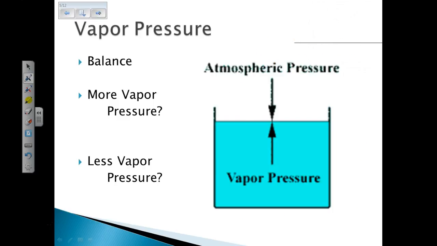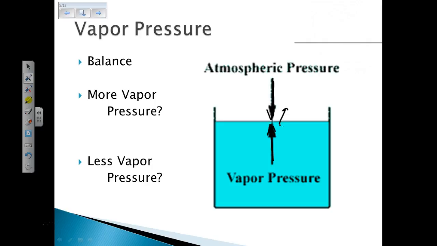And so when you have a liquid just sitting out, most of the time it reaches a balance, or an equilibrium, between the atmospheric pressure, which is all around pushing down on everything, and the vapor pressure, which is pushing out as the molecules are jumping out into the atmosphere. So atmospheric pressure and vapor pressure are typically balanced when we do this.